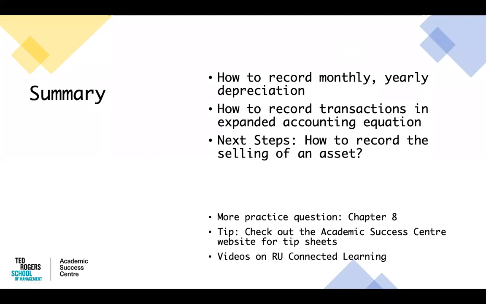So to summarize, in this video, we have learned how to record monthly and yearly depreciation. We also looked at how to record depreciation transactions in our expanded accounting equation, as well as filling in the chart for depreciation expense, accumulated depreciation, and book value. Some of the next steps that you can go from this video is looking at how to record the selling of an asset. There are some examples in the problems in your textbook which kind of go over this, so I think it's a good idea to look into that.